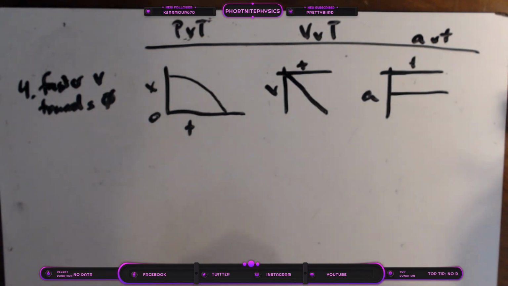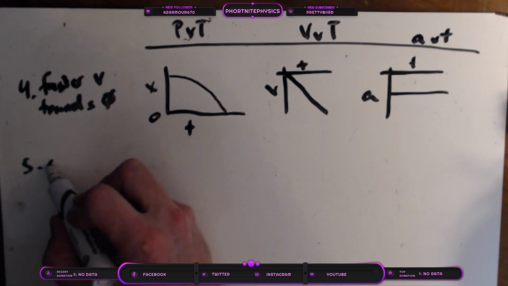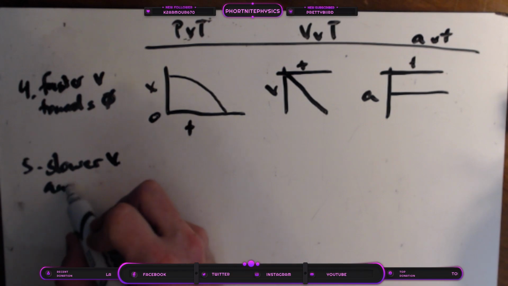It doesn't actually matter what these numbers are, because right now all we're concerned with is trying to nail down the analysis of these kinds of graphs. Okay. All right. Number 4, or number 5, number 4. Slower changing velocity moving away. Slower v away.